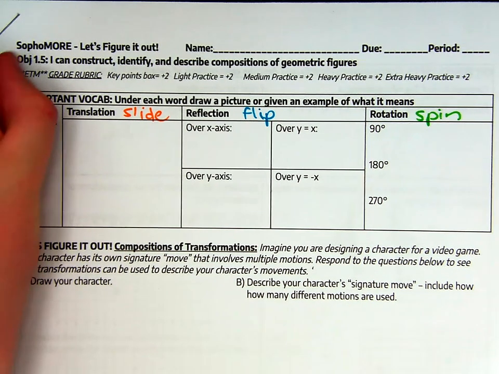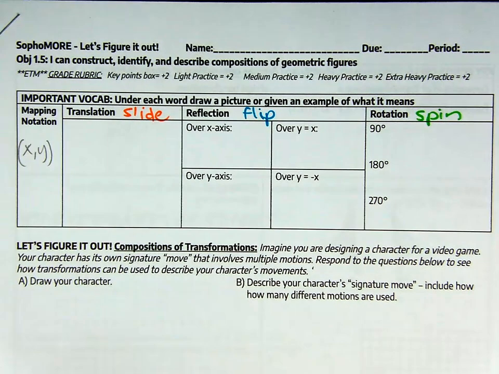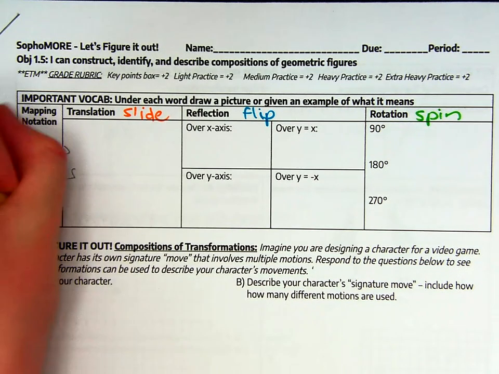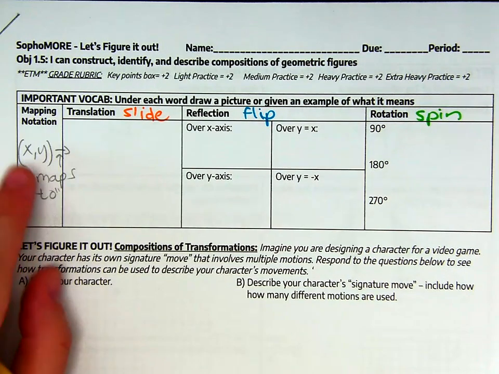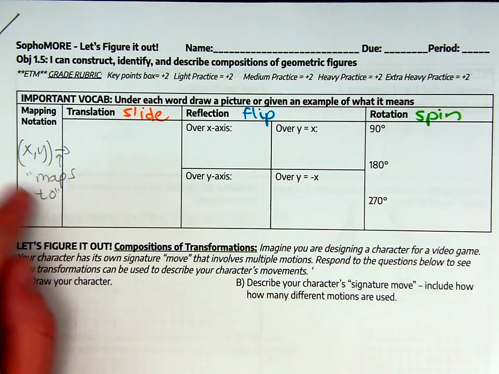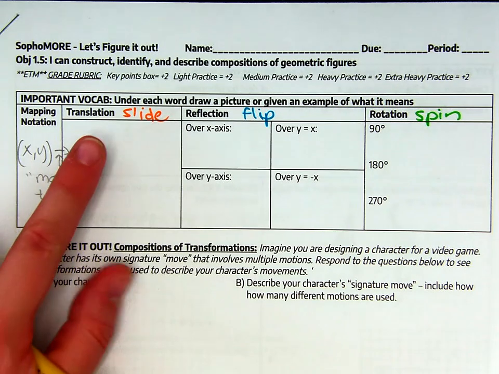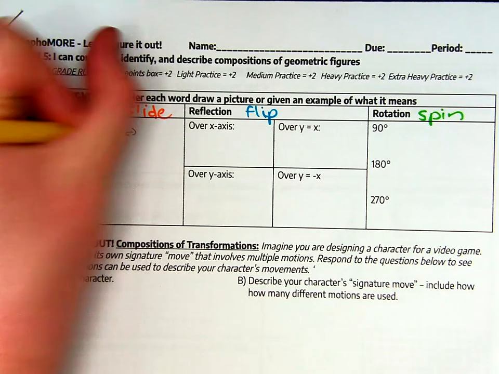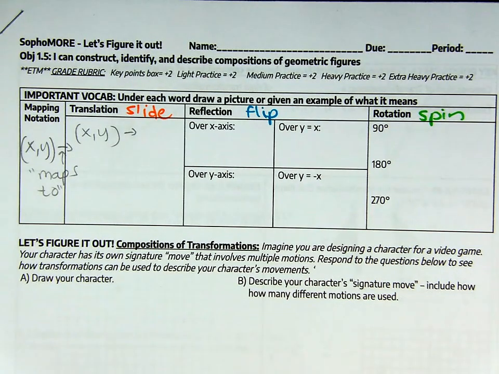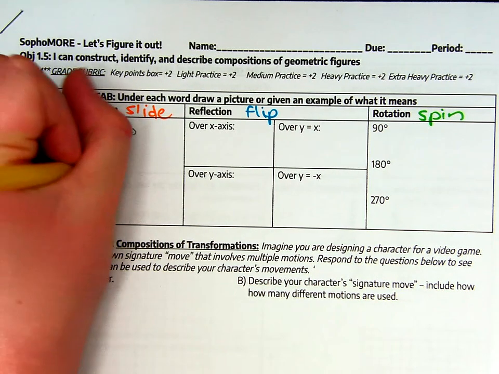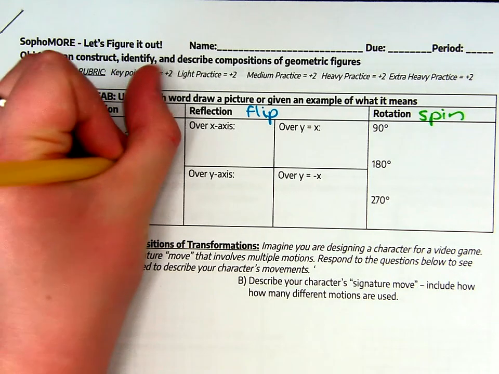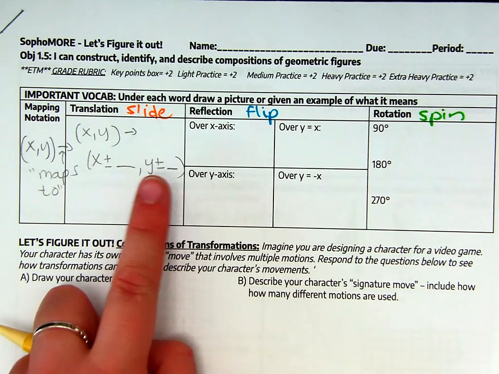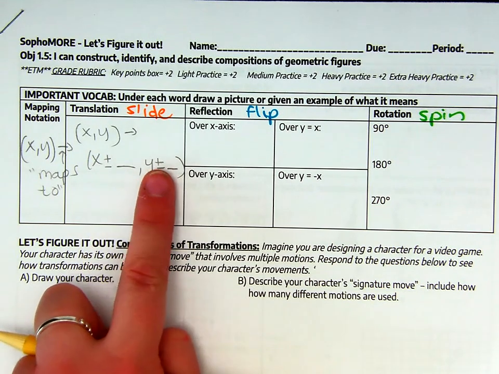Mapping notation is when we think about the coordinates on the coordinate plane and the rule that's going to happen. So we'll say x, y, and use this arrow to mean maps to. It's like a code to describe what's going to happen to the coordinates. When we do a translation, the mapping notation looks like this: x, y is going to map to x plus or minus a value and y plus or minus a value to show us that slide on the coordinate plane. Are we going right or left? Or are we going up or down?